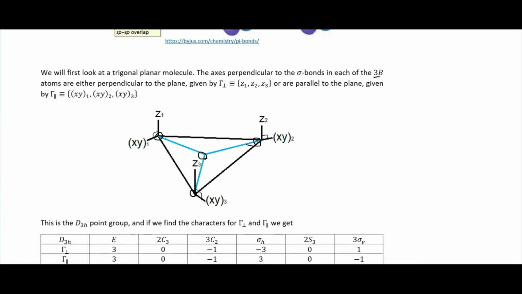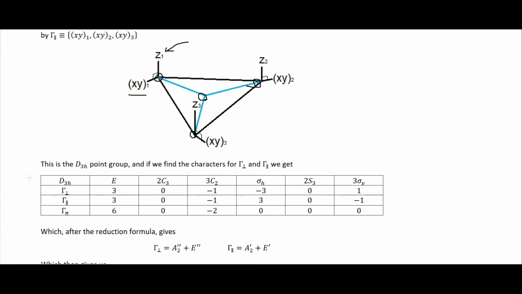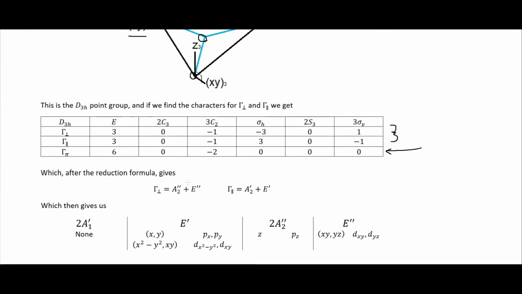So the axes perpendicular to the sigma bonds in each of the three B atoms are either perpendicular to the plane, which would be these z axes here, or parallel to the plane, which would be these x, y axes right here. So this is the D3h point group. If we find the character of the perpendicular and the parallel ones, we get these two right here, and then we can just add those together, and we get this for the pi bond reducible representation. After the reduction formula, we get this for the perpendicular and this for the parallel.